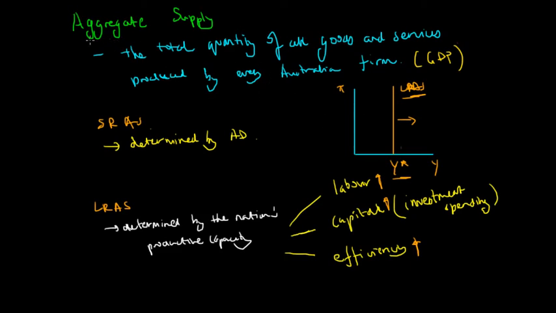But now we know what the concept of aggregate supply is, that you can split it up into two. You have the short run aggregate supply, which has an inertial rate of inflation. So inflation stays constant in the short run, and aggregate supply is determined by aggregate demand. And you also have the long run aggregate supply, where aggregate supply is determined by the nation's productive capacity in the form of labor, capital, and the efficiency at which businesses utilize the labor and capital resources.